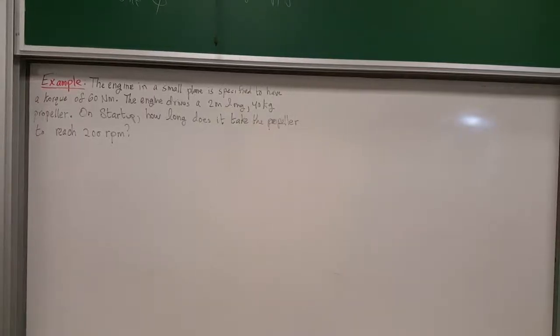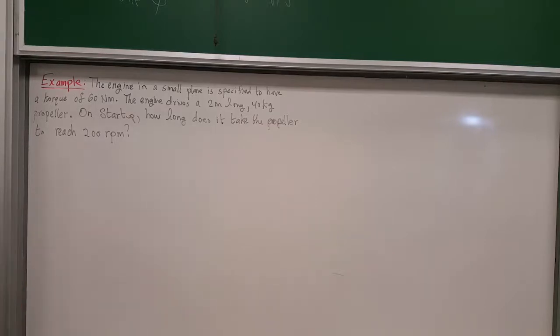Okay, let's get to the next problem here. You have an engine in a small airplane that is specified to have a torque of 60 Newton meters. The engine drives a 2-meter long, 40 kilogram propeller. On startup, so it starts at omega equal to 0, it's not moving at all. How long does it take the propeller to reach 200 RPM?